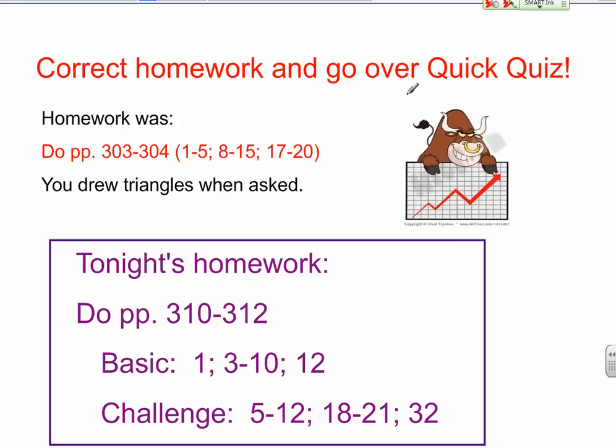And then we went over your quick quiz, and remember, if you're going to do that retake, it's tomorrow at lunch. That's Wednesday at lunch, or Thursday after school. You need to do it before the spring break. This is tonight's homework, and that's it.